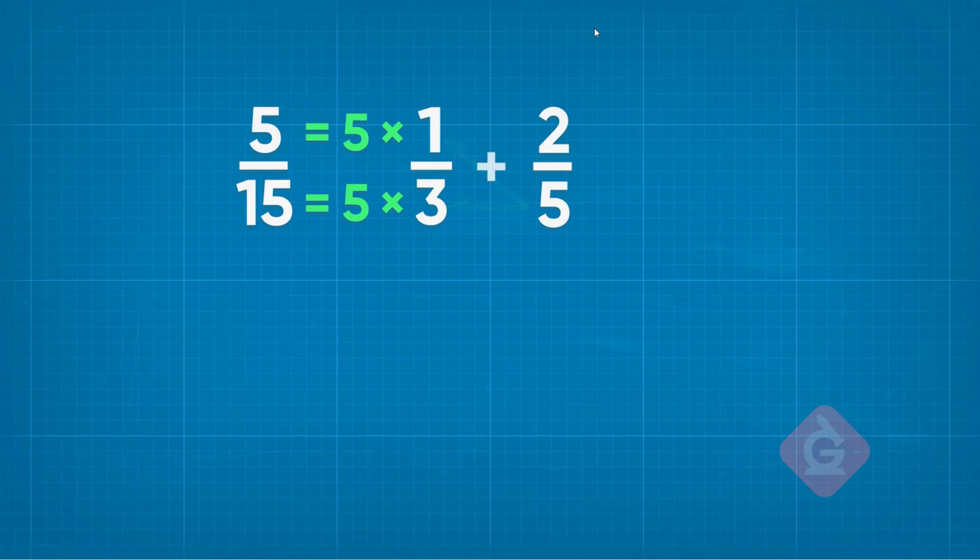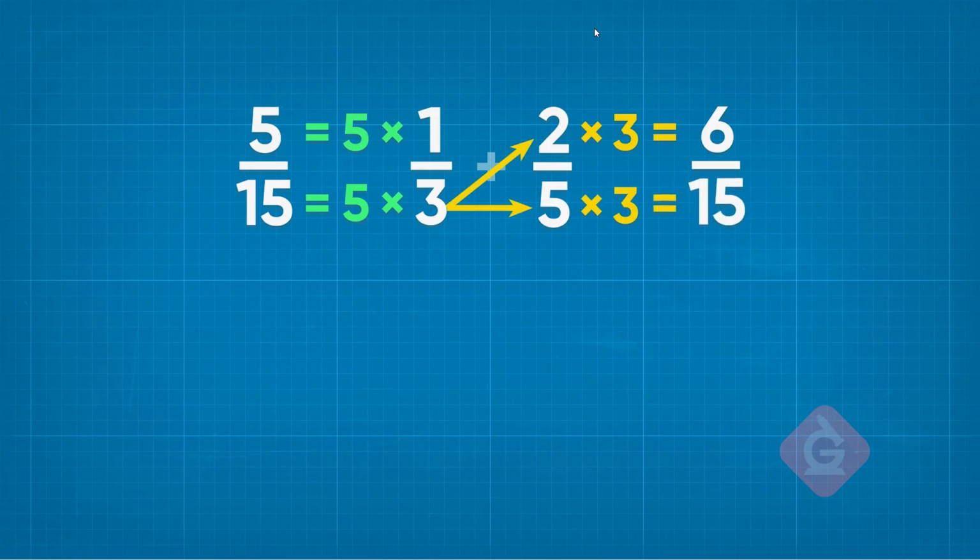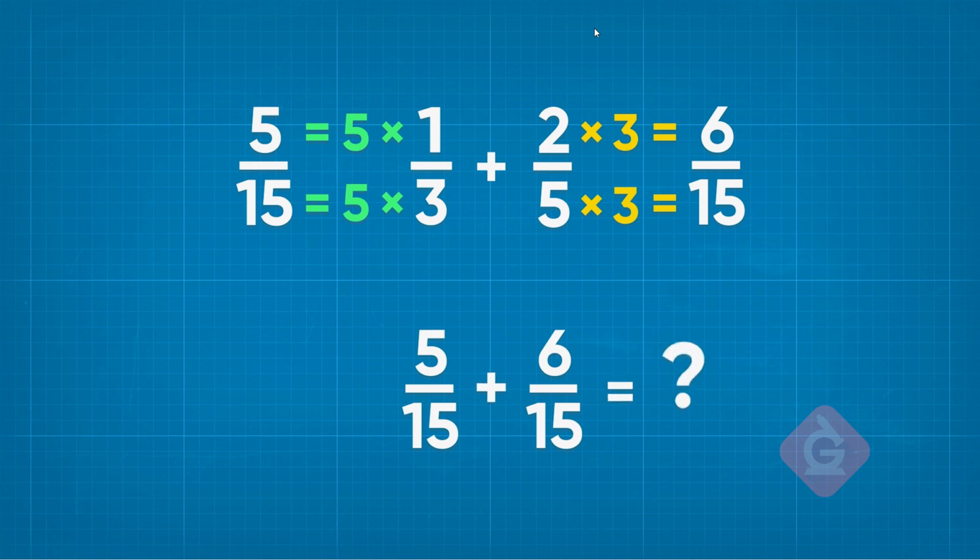Then you do the same thing to the other fraction. Multiply its numerator and denominator by 3. 2 times 3 is 6, and 5 times 3 is 15. So its equivalent fraction will be 6/15. So now that you have common denominators, just add these fractions to get 11/15. This is gonna save me so much time. And the best part is, this works for subtraction too.